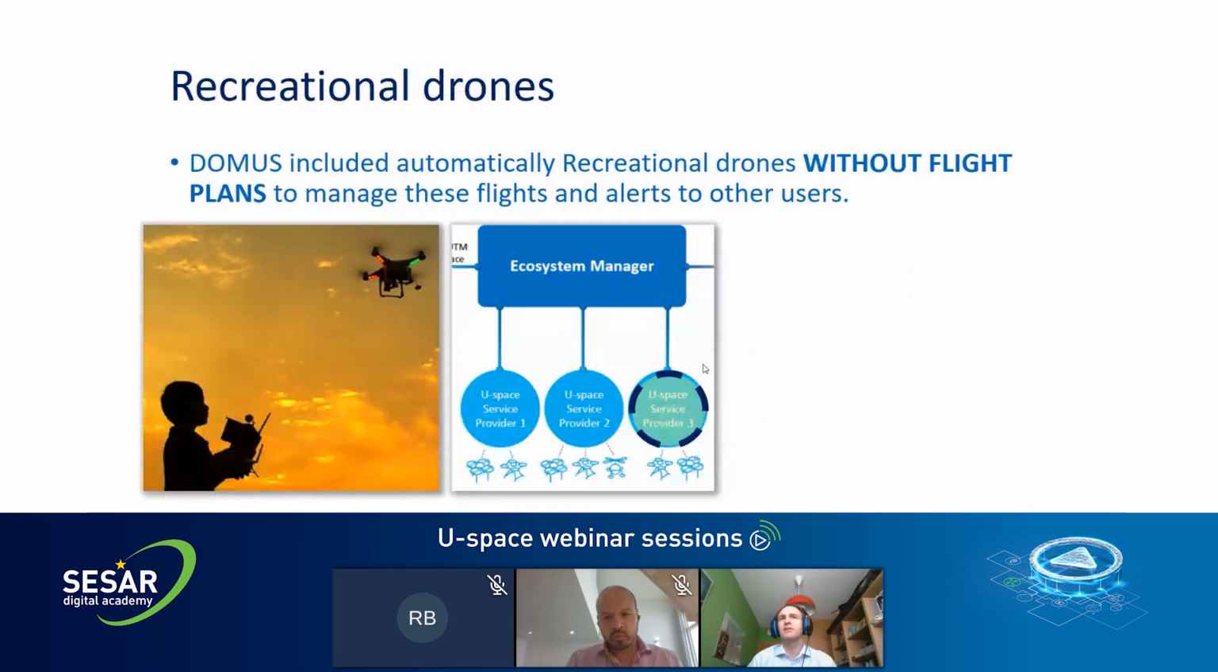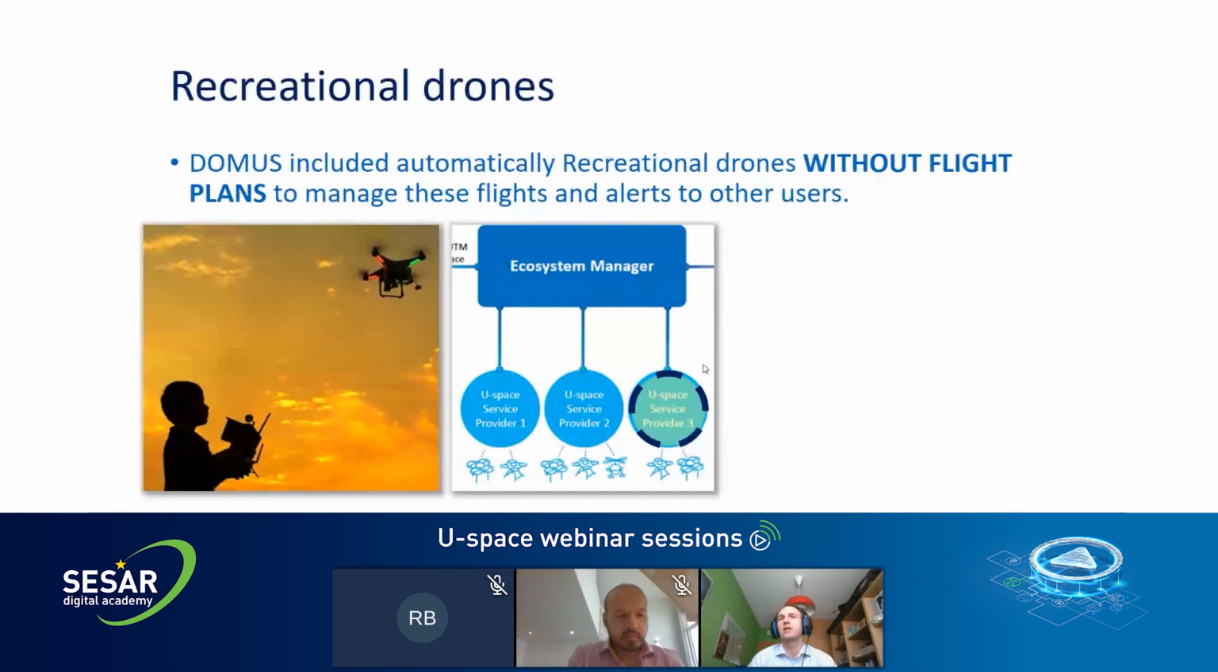Let's move now to the first of the practical use cases we are going to present. In this case, recreational drones without flight plan. What does this mean? This means that the pilot is not going to contract any service directly from a USpace service provider, and its position is going to be known by the ecosystem manager through the remote identification on board of the drone. So what happens in case of emergency?